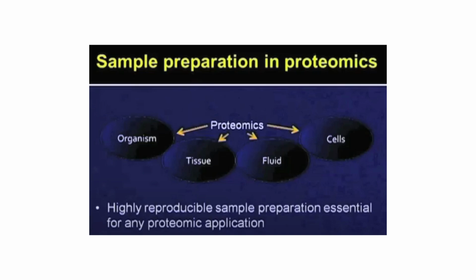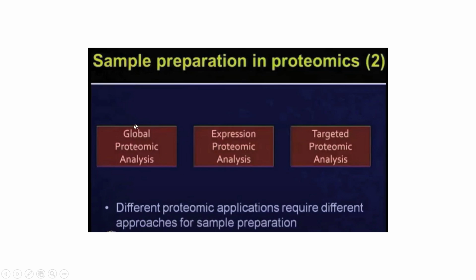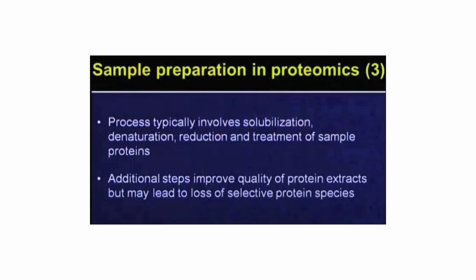Then you will do sample fractionation. Samples can be from anywhere. It can be from tissue, fluid, cell, organism, anything. And from that specific sample, you can study the global proteomic analysis, or the expression way only, or the targeted way, depending upon what you want to study. Accordingly, you need to do that specific sample preparation, depending upon the type of study. So it involves solubilization first, denaturation, reduction, treatment of sample proteins, and then additionally, if you want to improve the quality of protein extraction, then you may lead to loss of selective protein species.